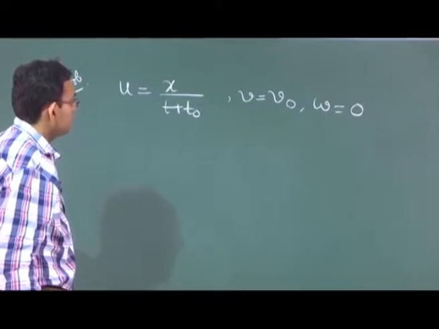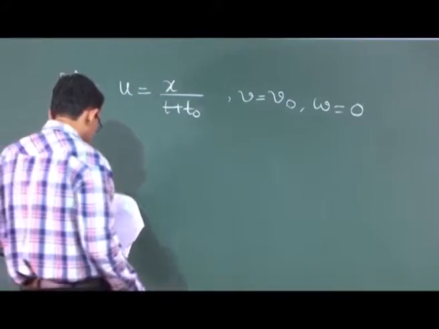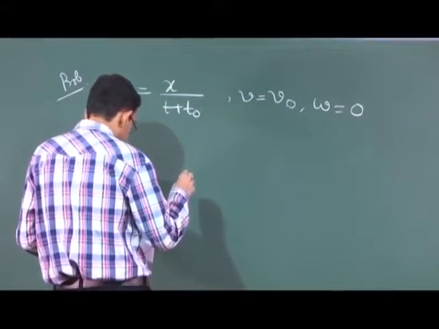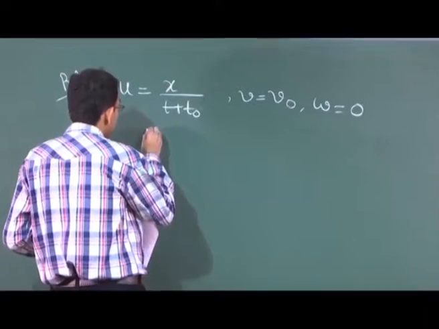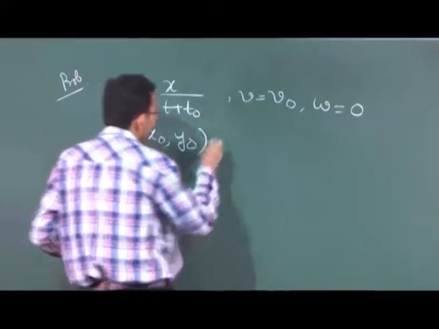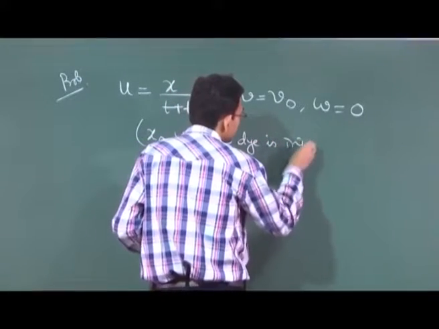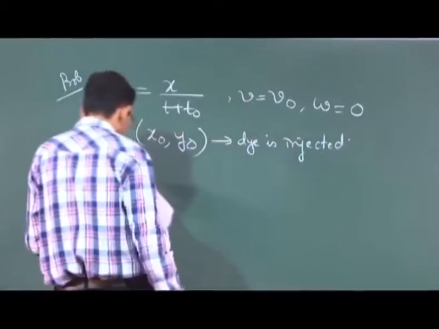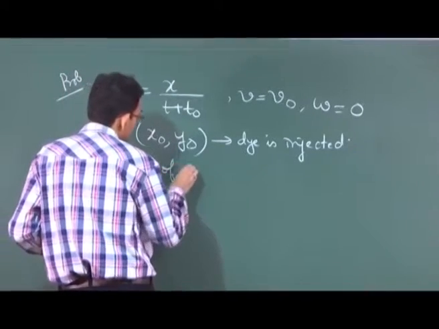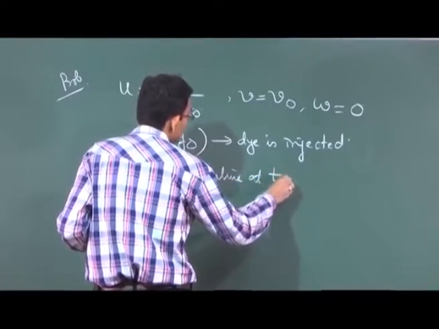So, these are the velocity components given. Basically, there is a point x0, y0 at which a dye is injected, colored dye is injected. So, what you have to find out? Number 1, the equation of streamline at t equal to 0.